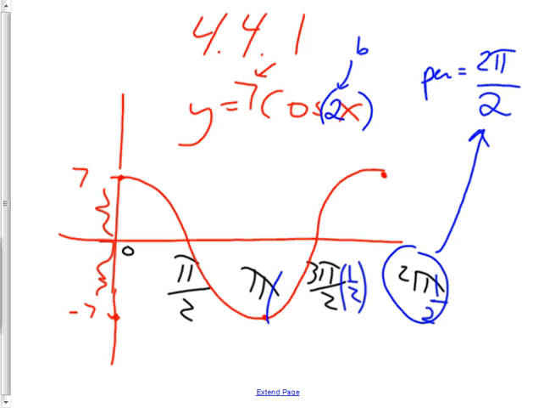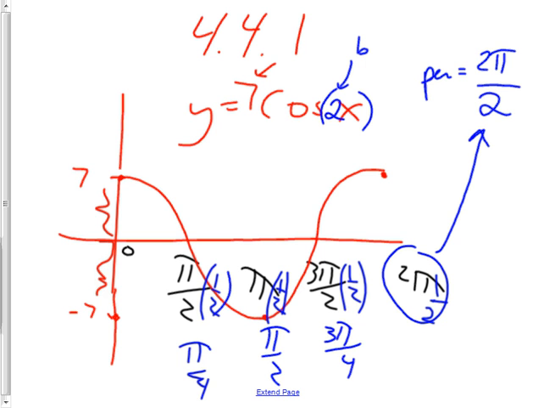Multiply this by 1/2. This by 1/2. And then my final answers would be pi over 4, pi over 2, 3 pi over 4, and the 2's would cancel, just pi. Do you get how we predicted the period should be pi by getting that? Because the 2's would cancel?